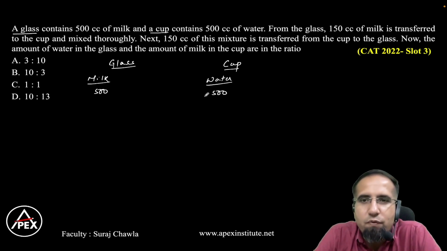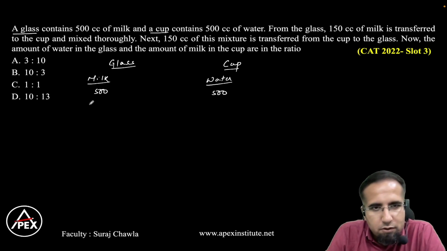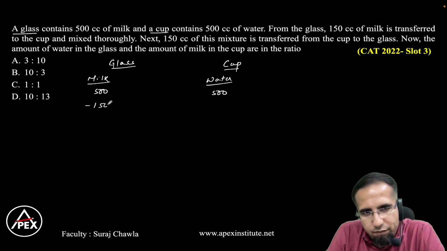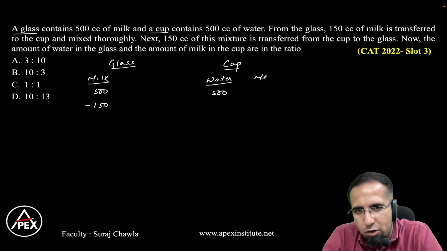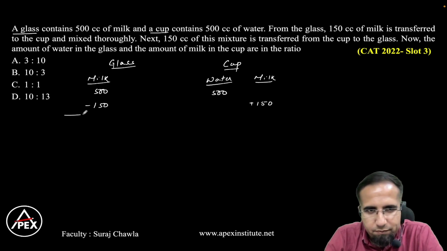Fine. Now from the glass 150 cc of milk is transferred to the cup, right? Which means from here this 150 is removed and I'm adding one more column of milk here, and we are adding 150 cc of milk, which means what do I have here?